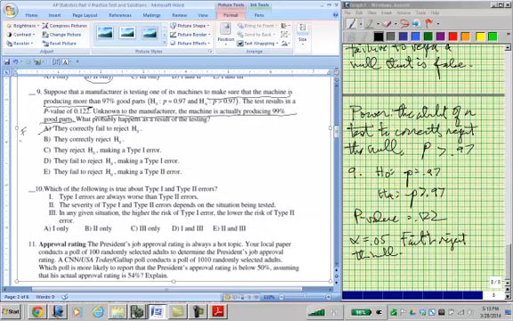Okay, B, they correctly reject. Well, we're not going to reject the null when the p-value is so much bigger. It's 0.122. That's way bigger than 0.05. Okay, so B is false.